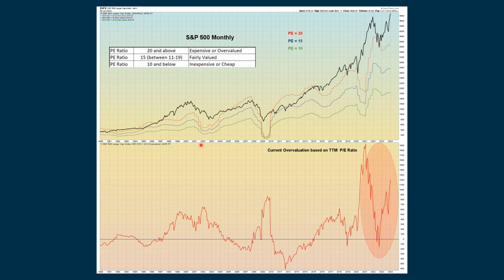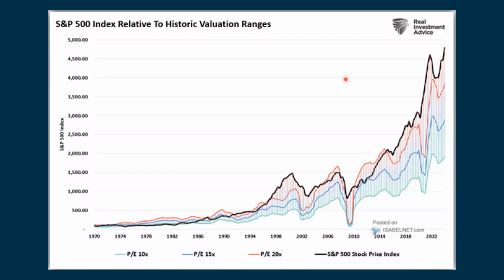But as you can see by looking at this chart, that can go on for many, many years. We don't use this as some kind of timing mechanism. This is more to give us an idea of what the valuation of the market is, just to be aware of that. We also can look at this a little bit differently.